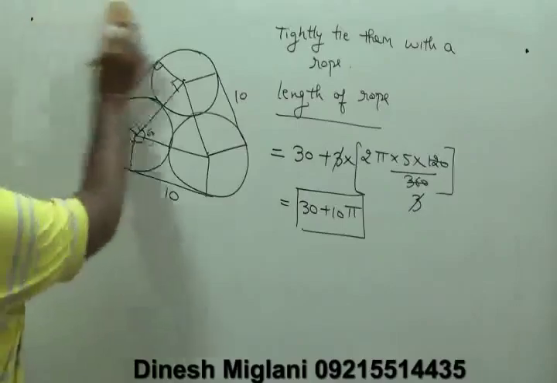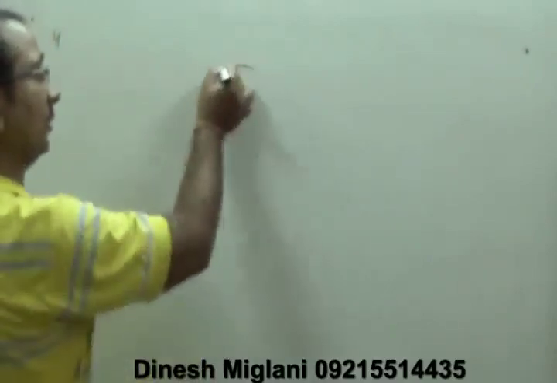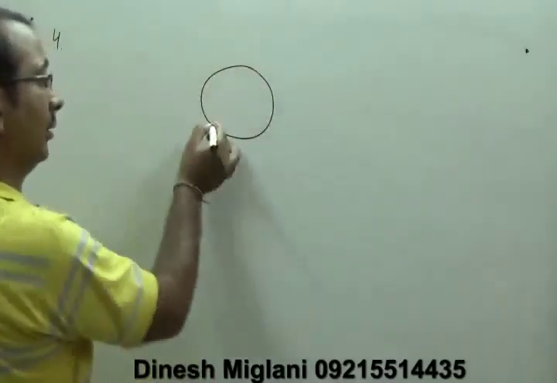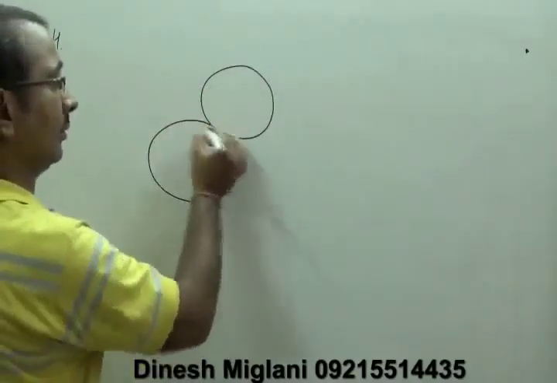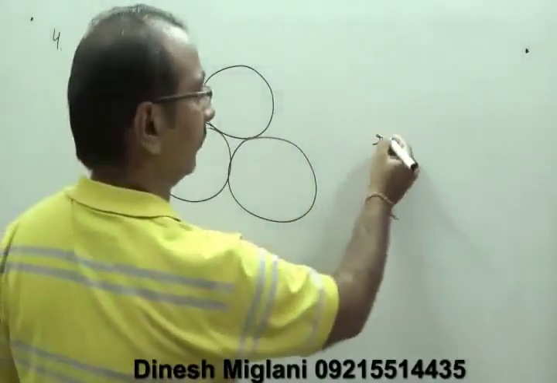Then we have statement number 4. After this, we have question number 4. Now I am going to change the concept. Till now I am talking about the circles. Now suppose 3 circles are given of equal radius. Suppose the radius given is equal to 5 centimeter.